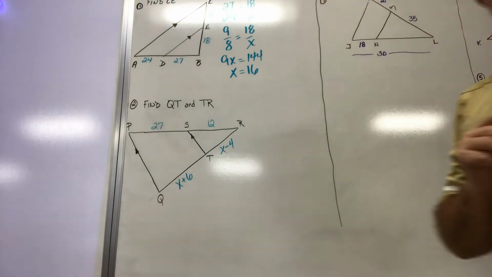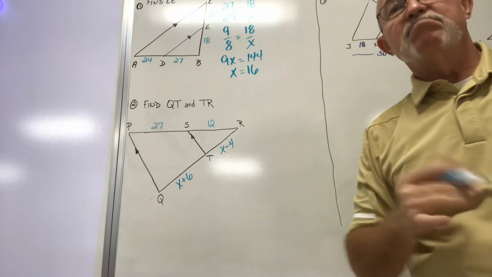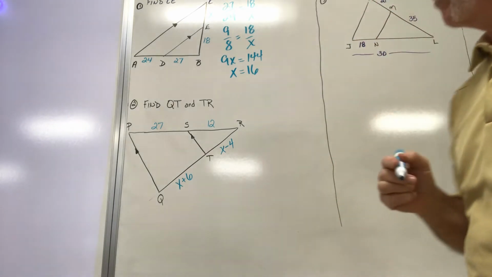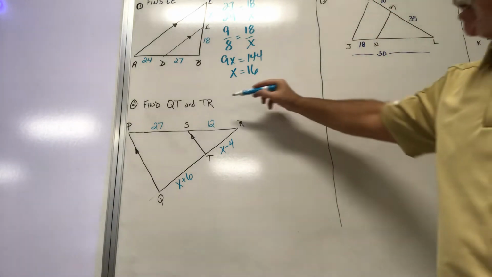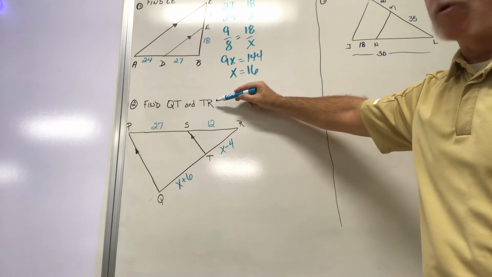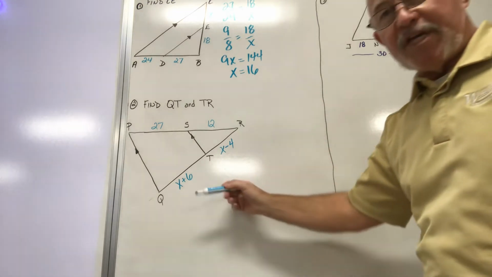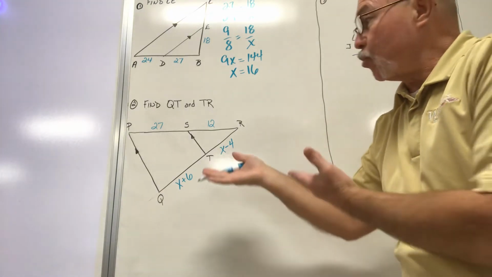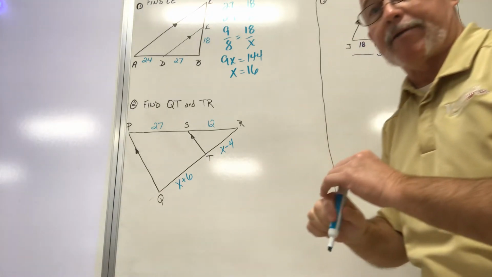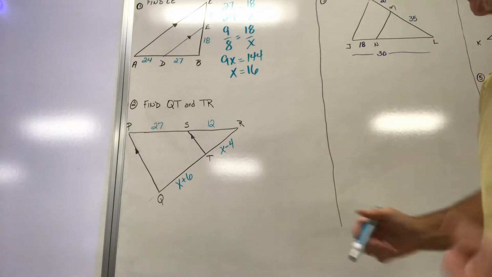Okay, so x equals 16. The CE is 16. That's what we've got. Down here I'm asked to find QT and TR. Now each has x in it, so if we find x, we're going to be able to substitute it back in. Okay, so we're going to do that again.